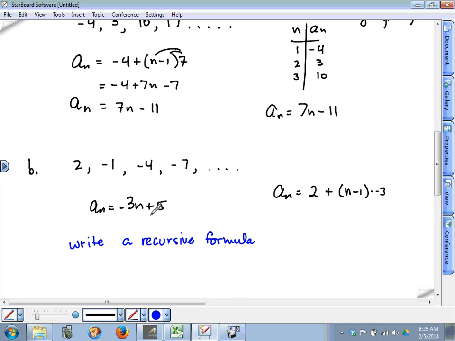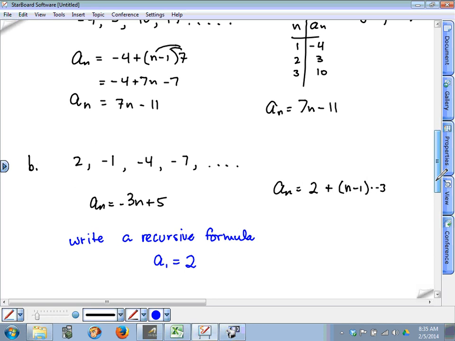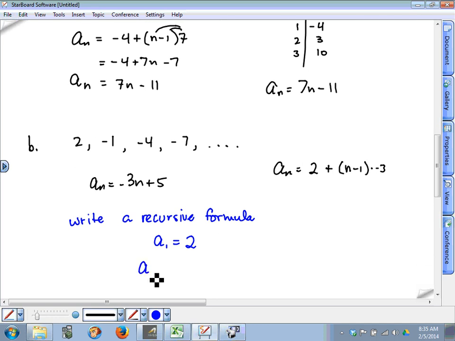This is the explicit formula. Yeah, but we have to know the first term. A recursive formula always starts with the first term. A sub 1 equals 2, right? That's the first term. And then a sub n plus 1, the next term, is what? A sub n. Close. There you go. We're subtracting 3. So the next term is going to be whatever the current term is, and then you just subtract 3. That would be the recursive formula.